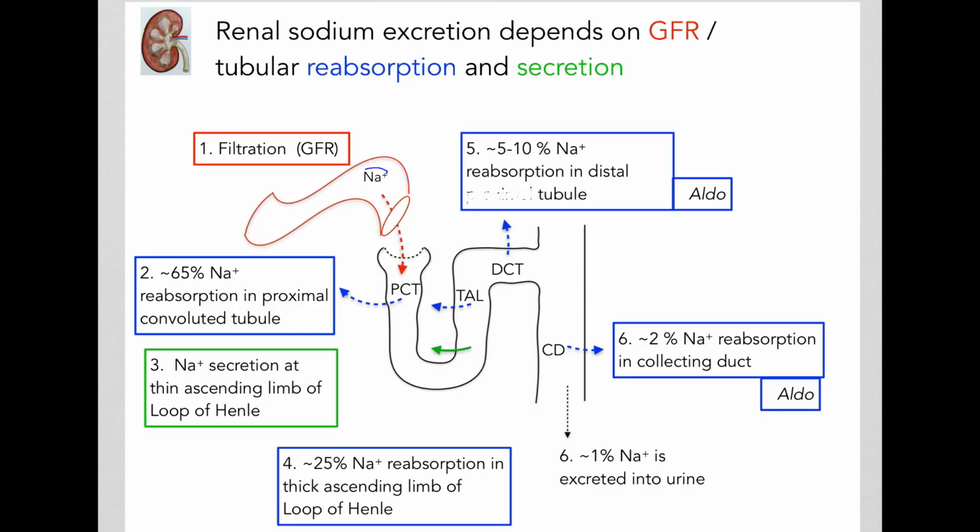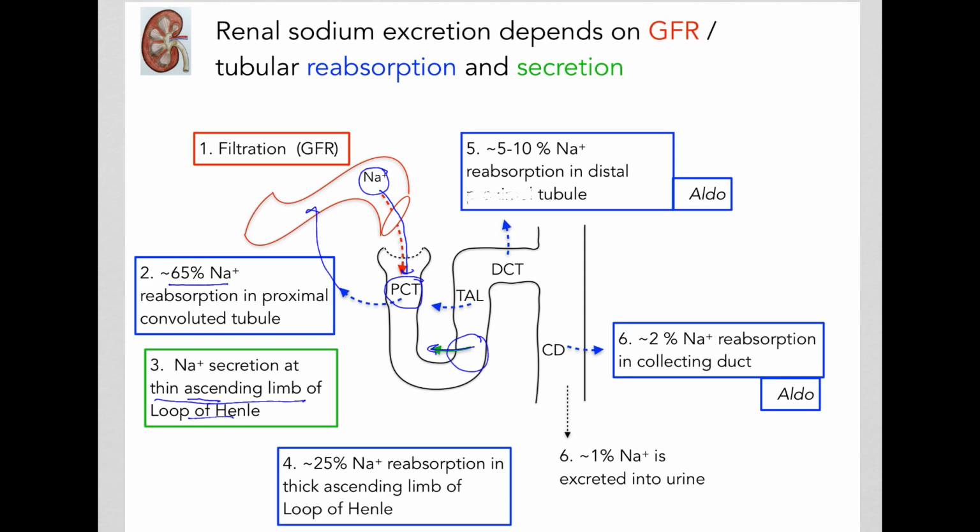So sodium in the bloodstream, being a very small water-soluble ion, is readily filtered by glomerular filtration in the kidneys. In the proximal convoluted tubule, about 65% of the sodium is reabsorbed back into the bloodstream. In the thin ascending limb of the loop of Henle, this area here, some sodium is actually secreted out into the tubule.